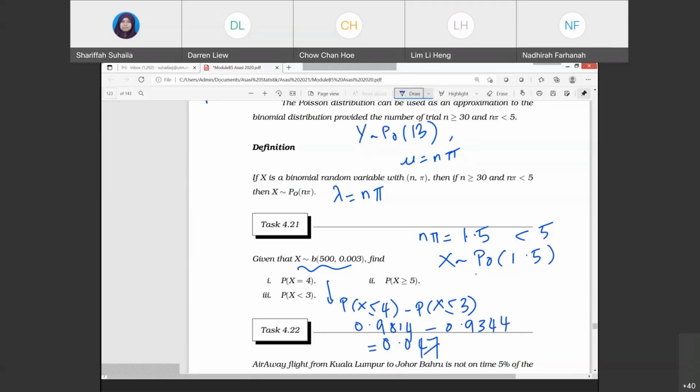The next one, you want to find probability X greater than or equal to 5. So the same thing: you will have 1 minus probability X less than or equal to 4. Still use lambda 1.5, your Poisson. So 1 minus 0.9814. Probability X less than 3, so it does not include 3, so probability X less than or equal to 2. Again use lambda 1.5, your k now is equal to 2. So it should be 0.8088.